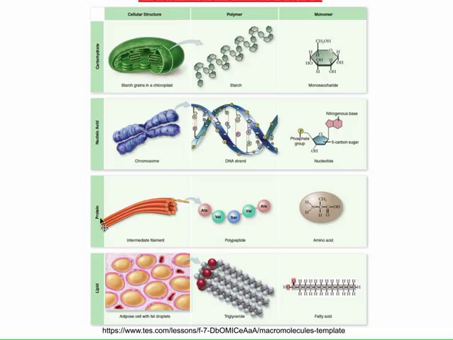Then we have proteins, the protein macromolecule. The monomer of a protein is the amino acid. When you connect a bunch of amino acids together, you get a polypeptide or a protein. And finally, we have lipids. The monomer is considered the fatty acid, and that is a long chain of carbons surrounded by hydrogens. You put a few of these together and you'll get the polymer of lipid.